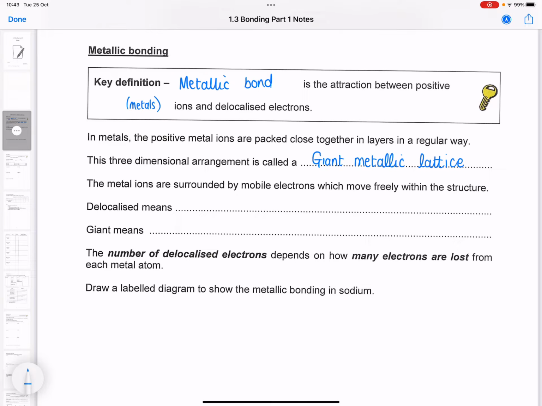So the metal ions are surrounded by these free-moving electrons. These electrons can go wherever they like, they're not fixed to one location, and so we call them delocalized, not localized. So not fixed, not tied, not fixed to a particular atom. They don't need to stay where they currently are, they're free to move.